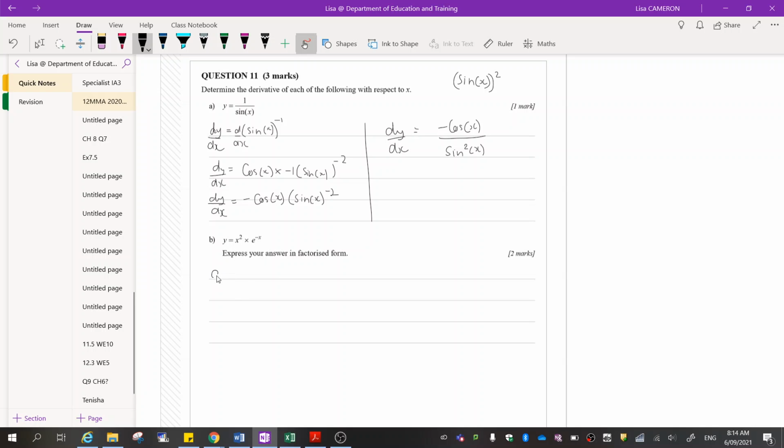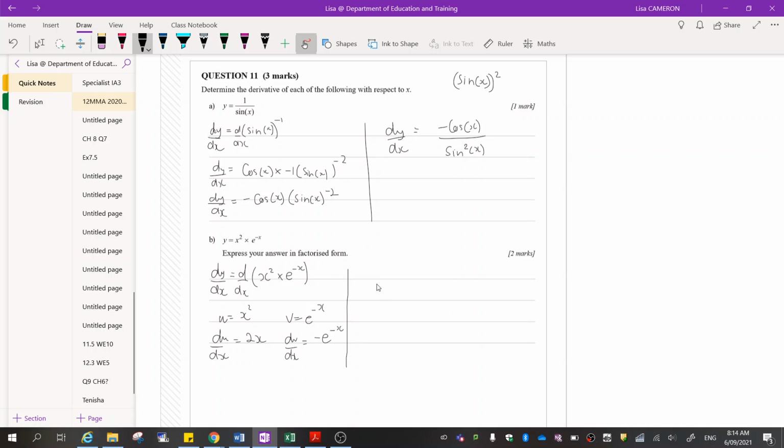Okay, so we want dy over dx for our equation y is equal to x squared times e to the minus x. So first thing I'm going to do is apply the product rule. So I'm going to assign this one as u and this one as v. So u equals x squared, du over dx is equal to 2x, v equals e to the minus x, dv over dx is equal to minus e to the minus x.